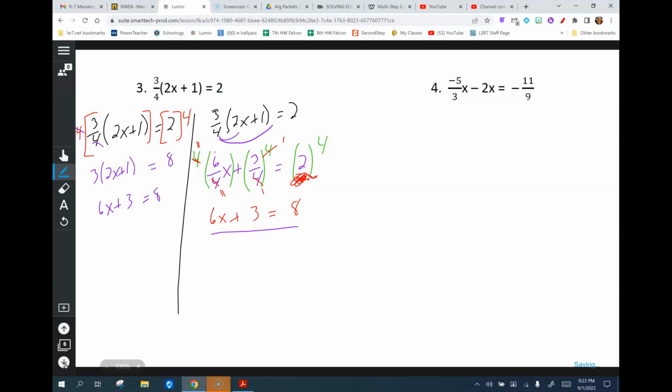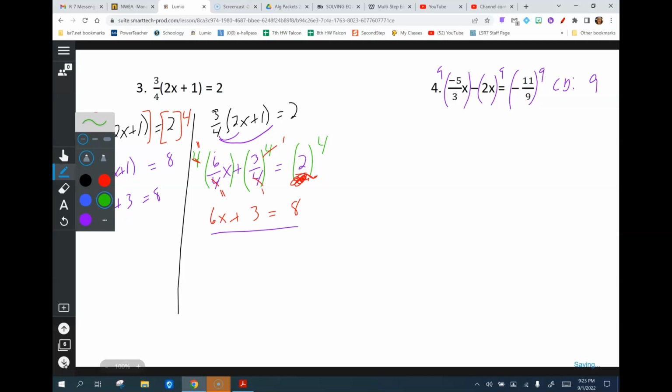Number 4, what we're going to do on number 4, I'm just going to do it one way. I'm going to find my common denominator. My common denominator, we'll look at 3 and 9, it would be 9. So I'm going to multiply every single term by 9. And when I do that, I can cancel out a 3 here, cancel out a 3 there. 3 times negative 5 is negative 15. Nothing to cancel here, so just take 2x times 9, I get 18x. Here, I can cancel out the 9s. Divide by 9, divide by 9, I get 1. 1 times negative 11 is negative 11.